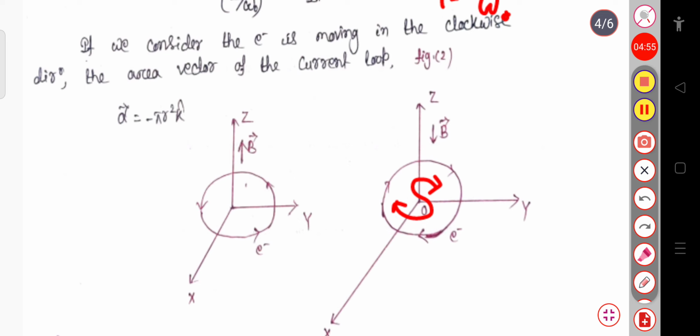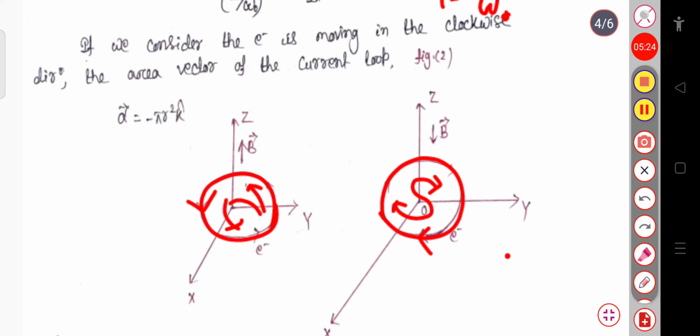Just opposite to that, try to imagine the electron revolving in the clockwise direction. This will form your south pole, and on the other side you can see that will become your north pole. Similarly, if the electron is revolving in the anti-clockwise direction, then it behaves like a north pole. Now you can see here, this is your north side, and similarly the other side will be your south pole.